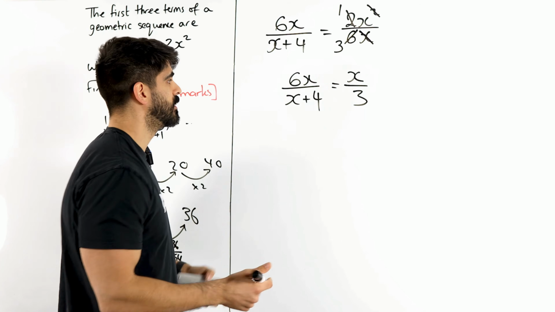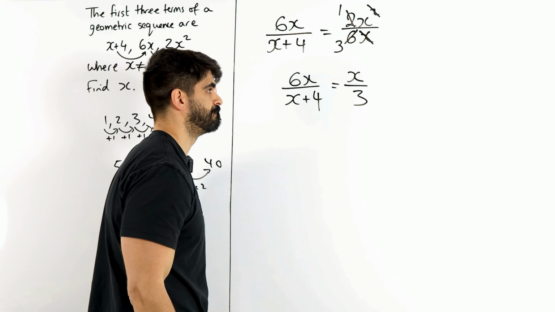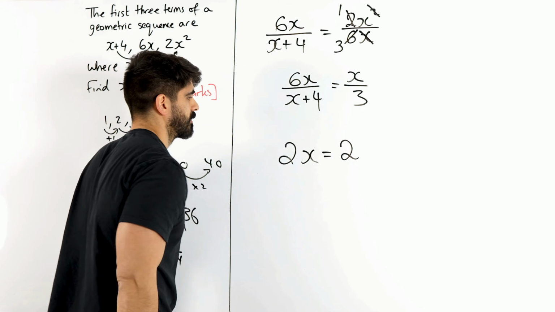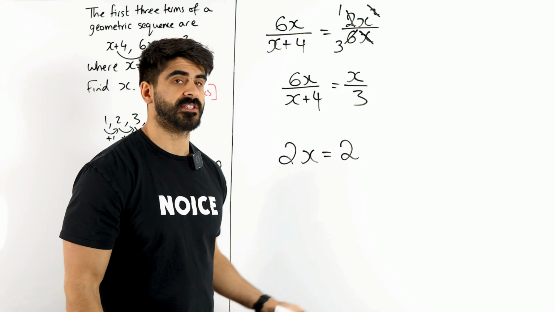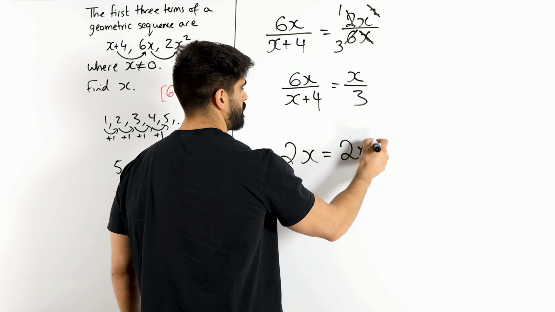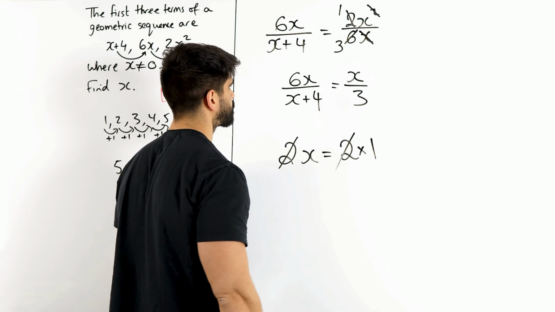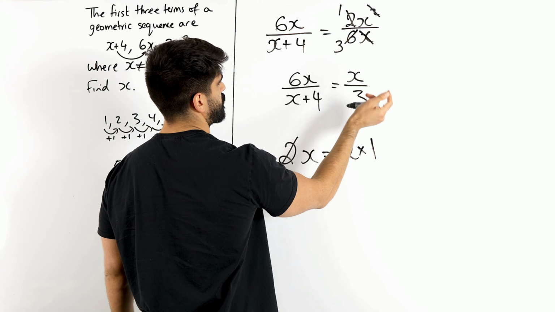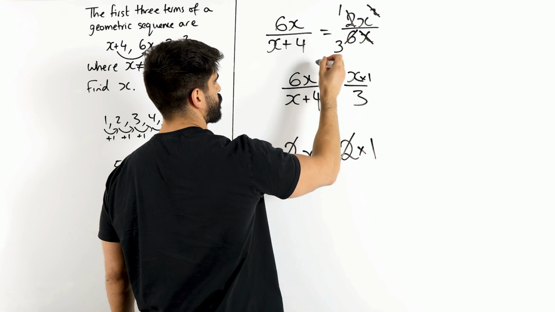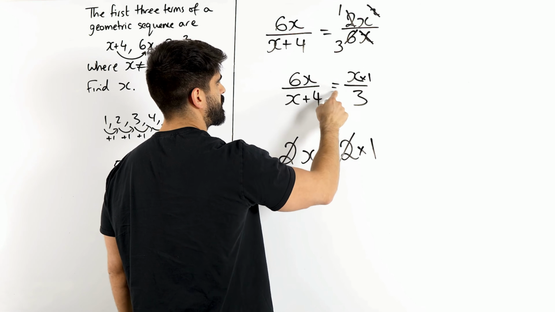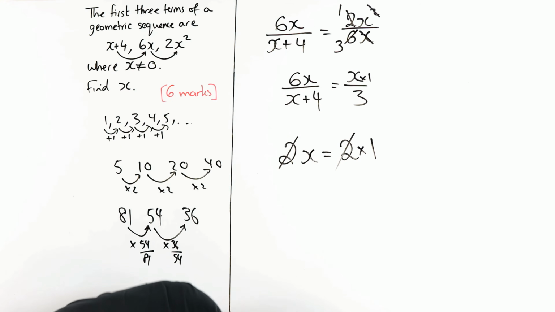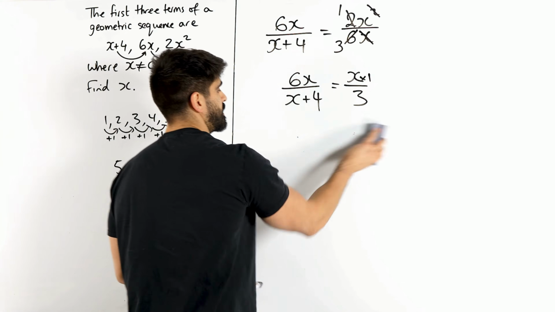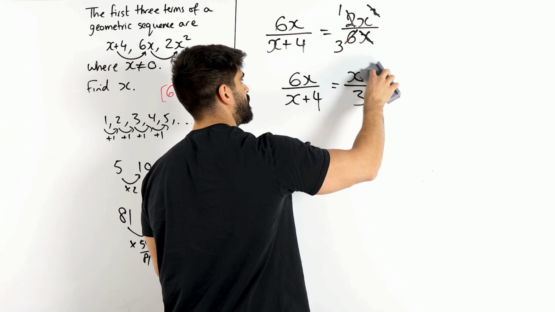For example, if I gave you guys this, 2x equals 2. You'd all divide by 2 and say x is 1. So this is 2 times 1. Here you could cross off the 2. It's the same thing here. If you wrote that as x times 1, you could cross off the x and say 6 over x plus 4 equals 1/3. But most students wouldn't see that. That's all good. So I'll do it assuming you guys didn't see that. But if you did, let me know.